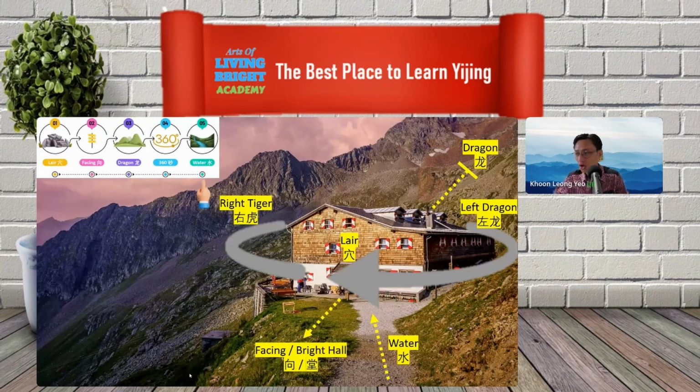Then, last but not least, the last note is called the water flow. Now look at this house. Straight away, you know the only flow that a human can walk on is this path here. So this is the water flow.